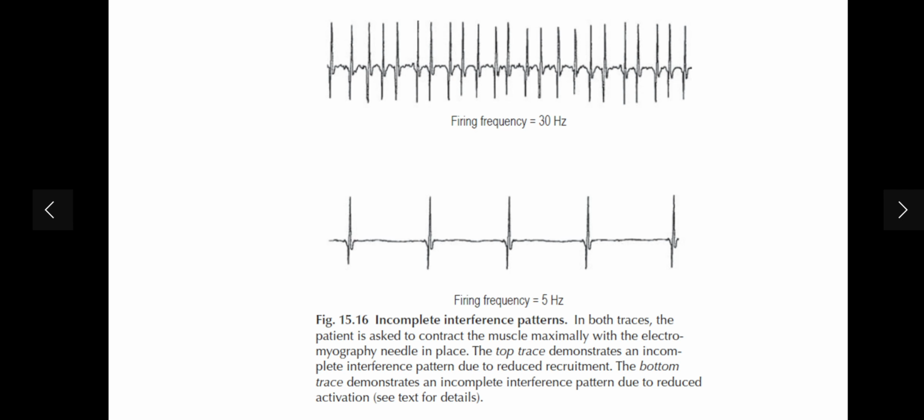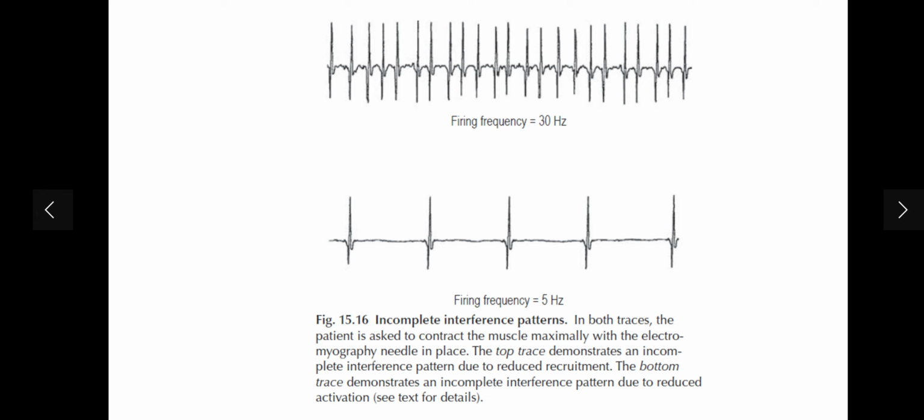So this is an example of reduced recruitment versus poor activation. The above shape shows motor units that are firing at a frequency of 30 hertz. And you can see all of these motor units look the same, so you are actually looking at one motor unit firing with high frequency.